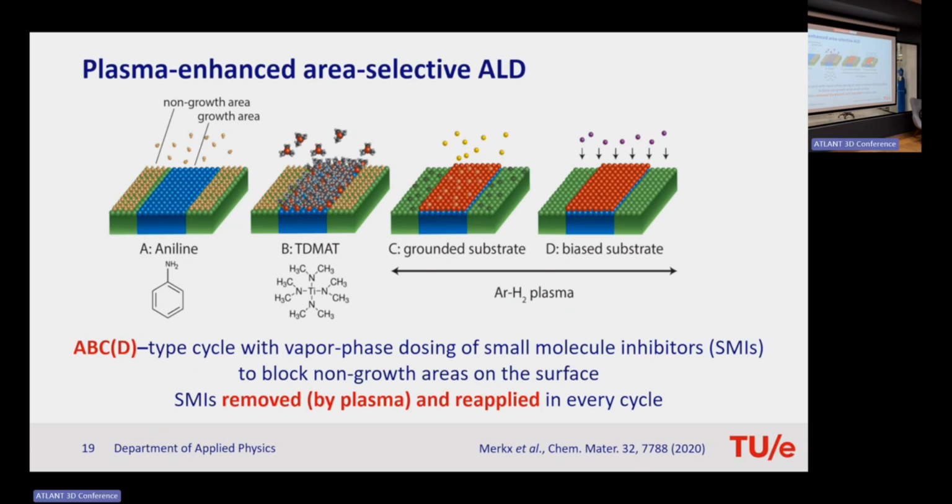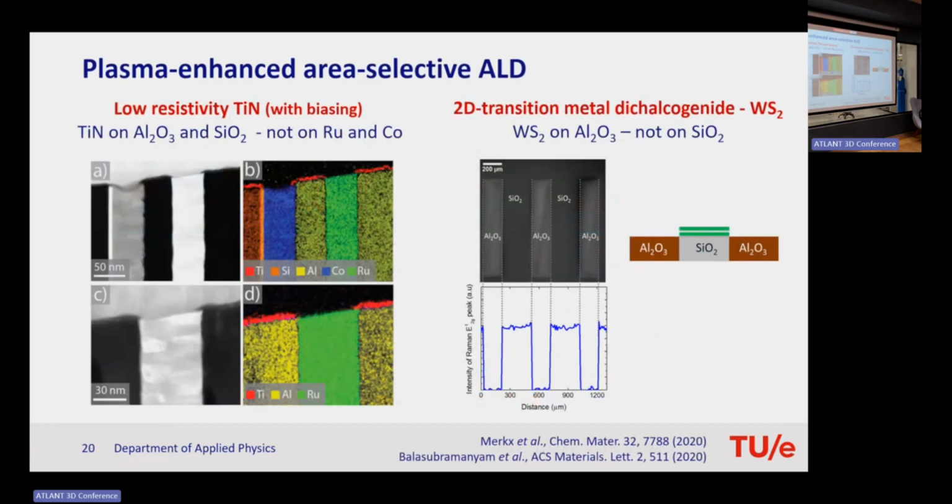The other thing that we did here, to make good quality material, is we used substrate biasing again. And I'll just show you a result here. This is low resistivity nitride with biasing, and we were able to grow this material now on the oxides. So here, these are the oxides, and we could prevent growth on the metals. So this has very interesting applications, especially in the semiconductor industry. This is another example, 2D materials. We were able to grow it on silicon oxide and not on aluminum oxide. I think it's reversed there. So that is another example, and maybe that's a nice bridge to the next presentation.